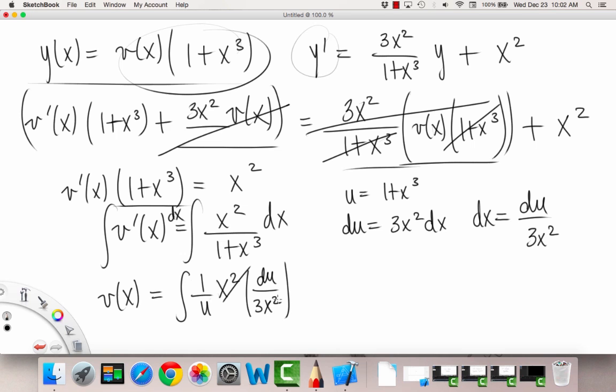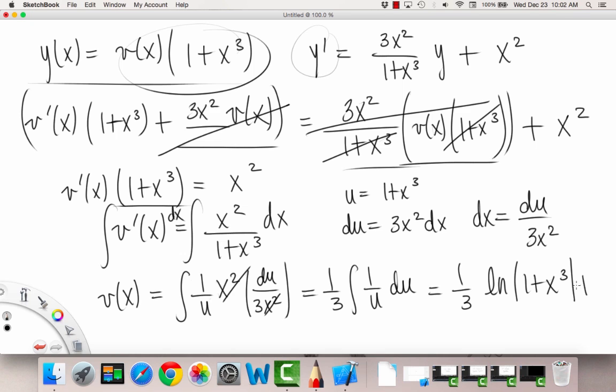So the x squareds cancel, right? And we just get this factor of 1/3 out in front. So 1/3 times the integral of 1 over u du. So this is equal to 1 over 3 times ln of the absolute value of u, which is 1 plus x to the third. Okay, and then plus our constant c that we can't forget about. Okay, so here is our v of x. That was our unknown function, which is now known. So we're just going to plug that in for the final step, and I'll do that on the next slide.